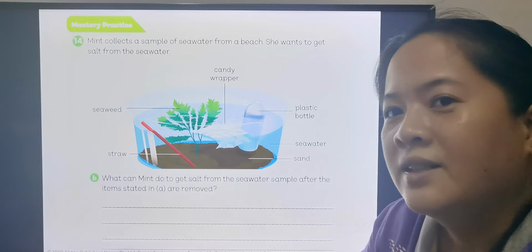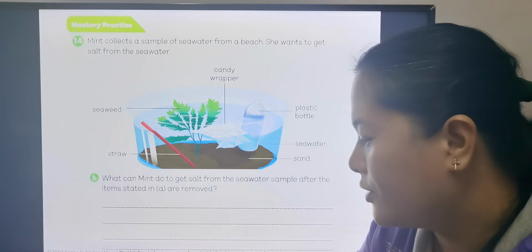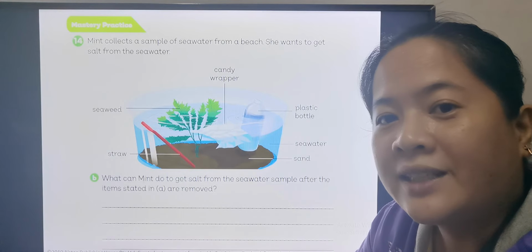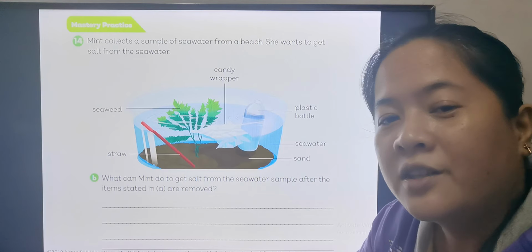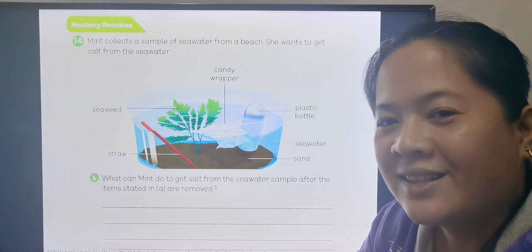Okay, so this is it for today. You have to answer your student book page 42 and your workbook page 17 and 18. Okay, this is a review. For tomorrow we're going to have a test.